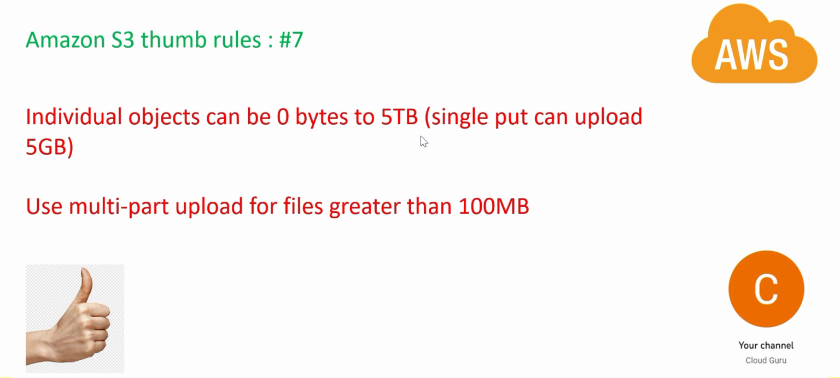Okay, and what I'm saying is in a single put you can only do 5 GB. That means if you have 5 terabytes and in a single put you can only do 5 GB, then you will have to do multi-part upload. So use multi-part upload for files greater than 100 MB. If you have files which are up to 100 MB, you can upload in a single put request. But if you have files which are greater than that, best practice is to split the file and do a multi-part upload. So you don't have to split it yourself. The multi-part upload will take care of itself.